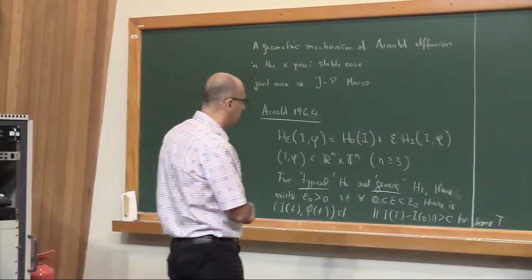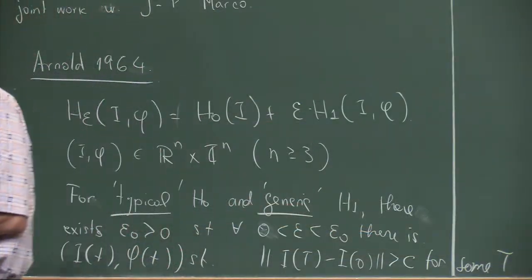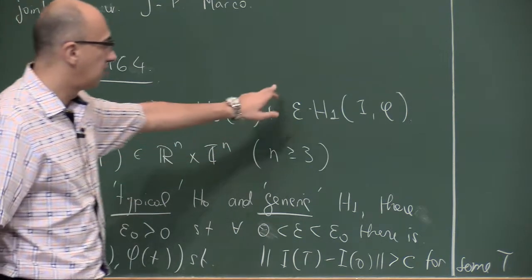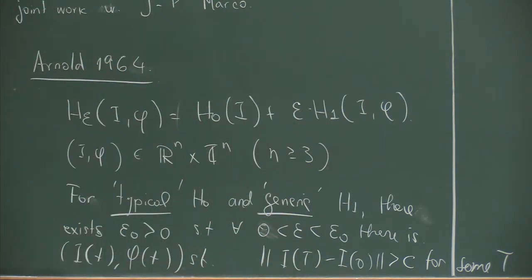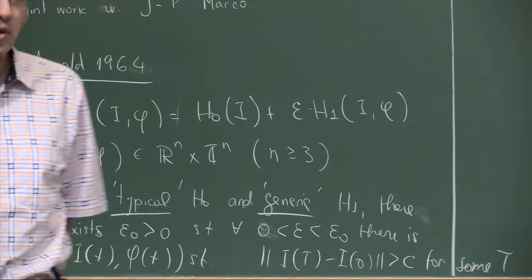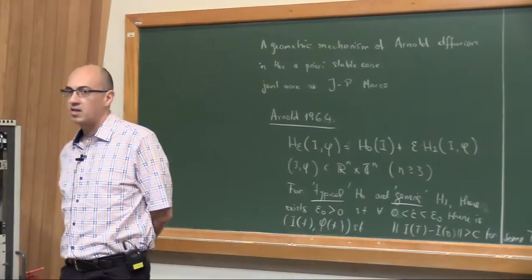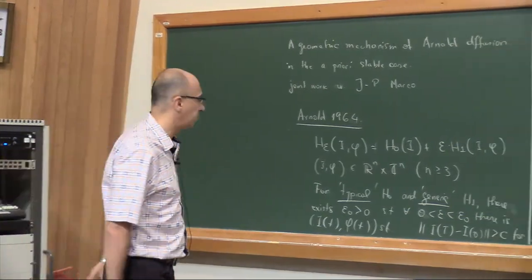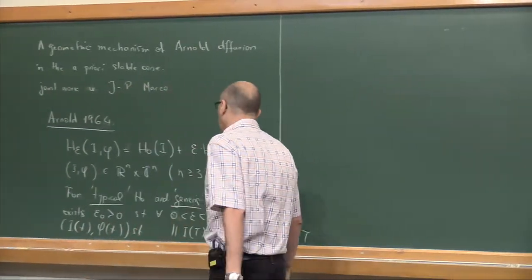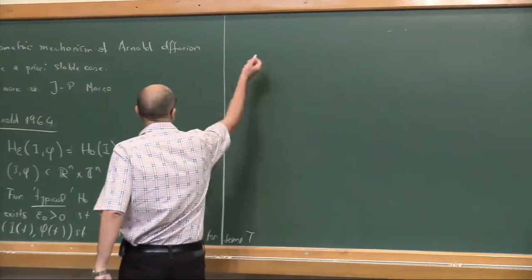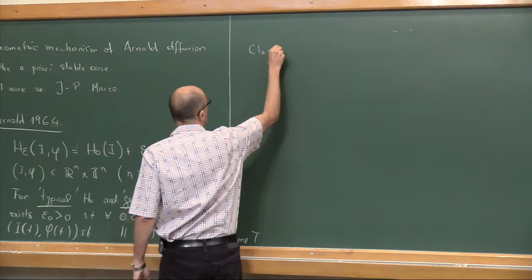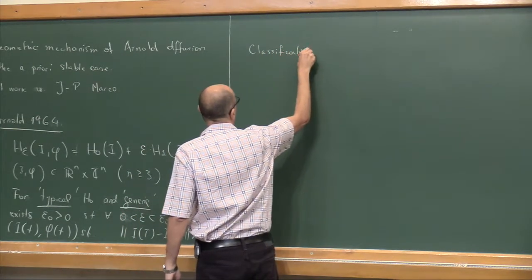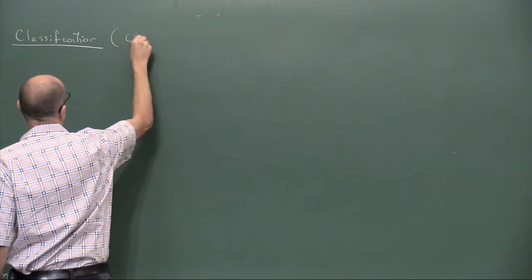Generic, for example, can mean that your perturbation H1 is in an open dense set of Hamiltonians, or it can mean something weaker, the so-called cusp residual class, which was defined by Mather, and I'll give some explanation about this. So there is a classification which is due to Kierke and Galavotti.